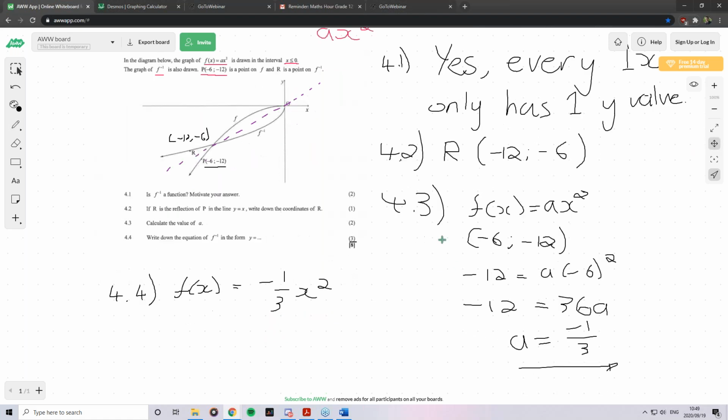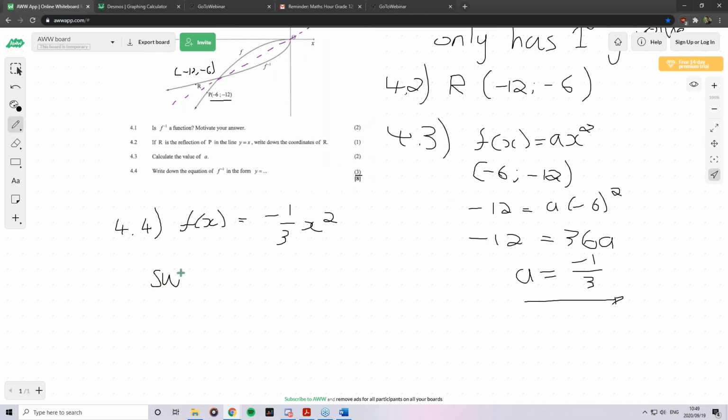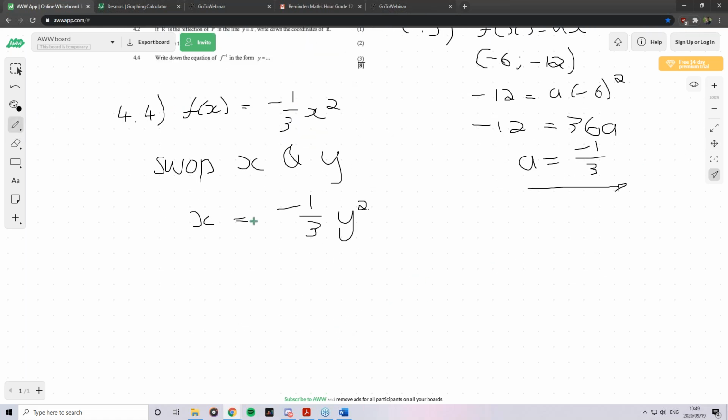What do we do when we're finding the inverse? We swap x and y, and we say x is equal to minus 1 over 3 y squared. Now, this is just algebra. How do we get y alone? This just becomes minus 3x is equal to y squared, and square rooting both sides, we get y is equal to plus or minus the square root of minus 3x, right?